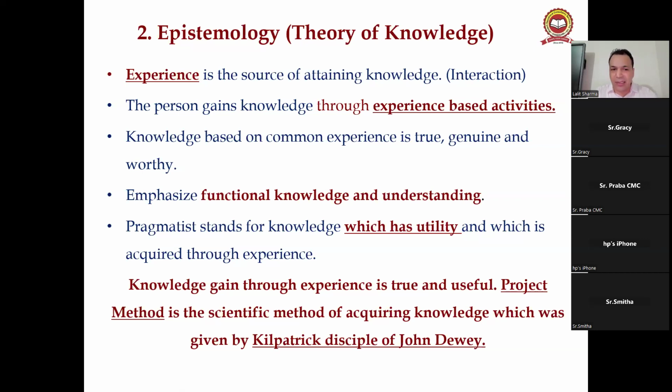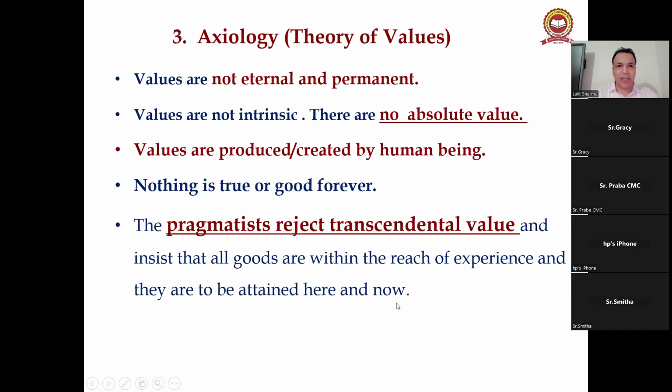Emphasis on function, knowledge, and understanding. Pragmatists stand for knowledge which has utility and which is acquired through experience. Knowledge gained through experience is true and useful. Project method is a scientific method of acquiring knowledge, which was given by Kilpatrick, disciple of John Dewey. Next, axiology means theory of values. Values are not eternal, not permanent. What did idealism say? That values are permanent, values are eternal.